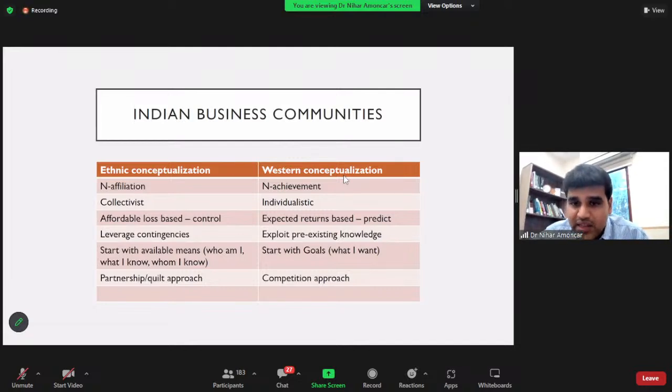On the other hand, the Western thought is that I am not going to start by calculating how much I can afford to lose. I will calculate how much I have a tendency to gain if my calculations are right. So if I can gain, let's say, $500 million in 5 years, and for that, if I need to invest $200 million today, I will invest those $200 million.